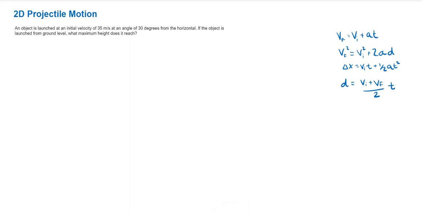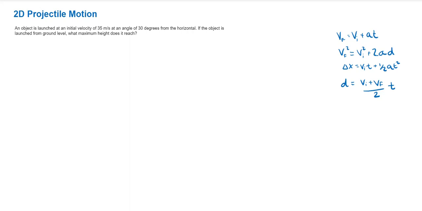Okay, so let's go ahead and do a 2D projectile motion problem. In this problem, we want to find the maximum height of an object that's been launched. So let's go through this and figure out the maximum height.